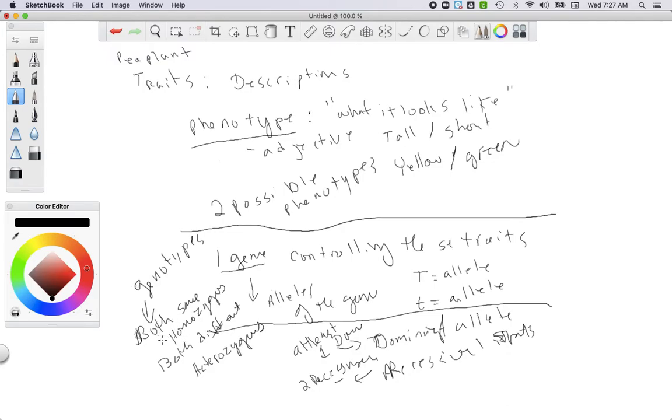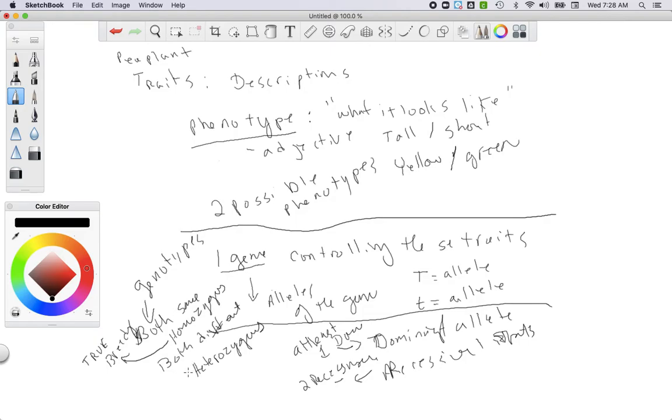So if we look over here again at homozygous and heterozygous, the term that Mendel used for homozygous was true breeding. It was true breeding because it had two of the same alleles, two capital T's or two lowercase t's. If it was a true breeding tall, it had two capital T's at the gene for height, and its phenotype was tall. If it had two lowercase t alleles at the gene for height, its phenotype was short, and all of its offspring would be short.